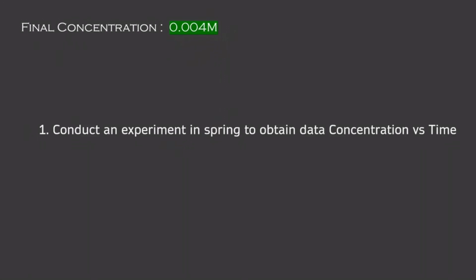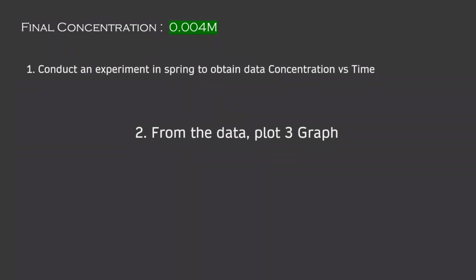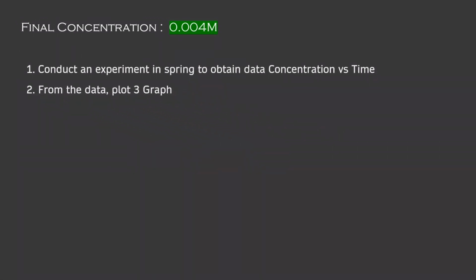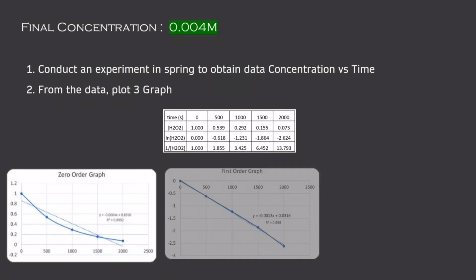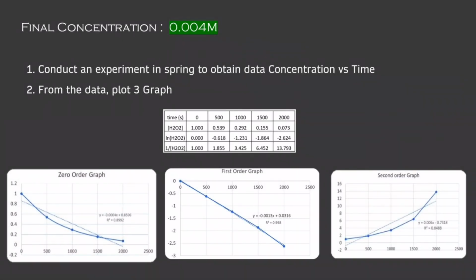First of all, we need to conduct an experiment in spring to determine the data of concentration with time. From that data, we can plot 3 graphs of concentration versus time. Then, by using the graphical method, we determine the order of the reaction. After we draw 3 graphs, zero order, first order and second order, then we pick the graph with the best fit line and the highest correlation as the order of the reaction.